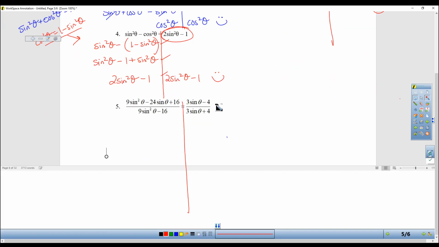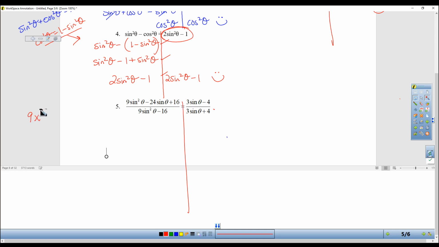So like on this one, this is the answer. I need you to obtain that. This one looks terrible. It's not. I'm going to factor that top. So if you get something that's hard to factor, or you're just intimidated by the trig, take the trig out.